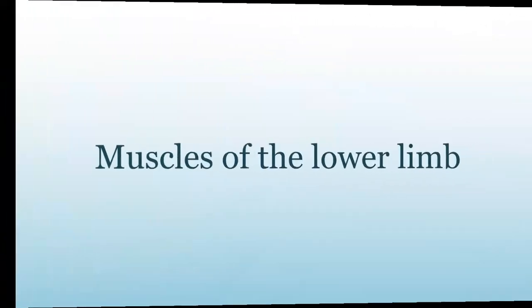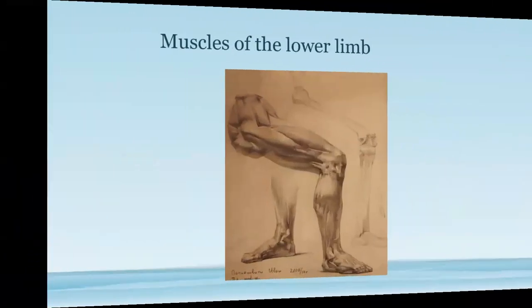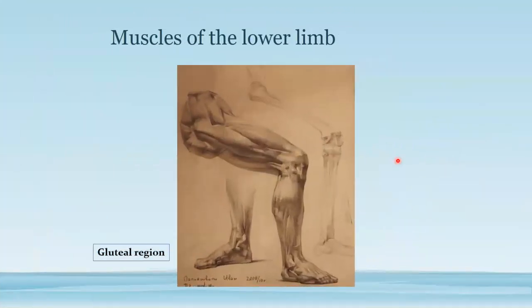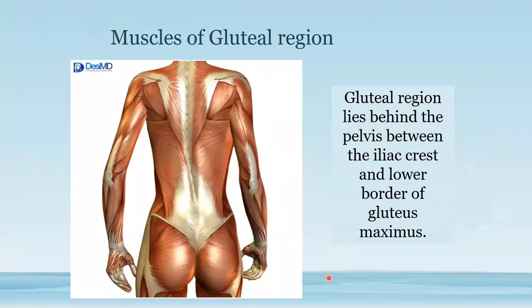Okay, now we go to the muscles of the lower limb, the second part of my lecture. The muscles of the lower limb can be described based on the region. Okay, we actually have 4 regions for the lower limb: the gluteal region, the thigh, the leg, and the foot. Okay, the gluteal region is here.